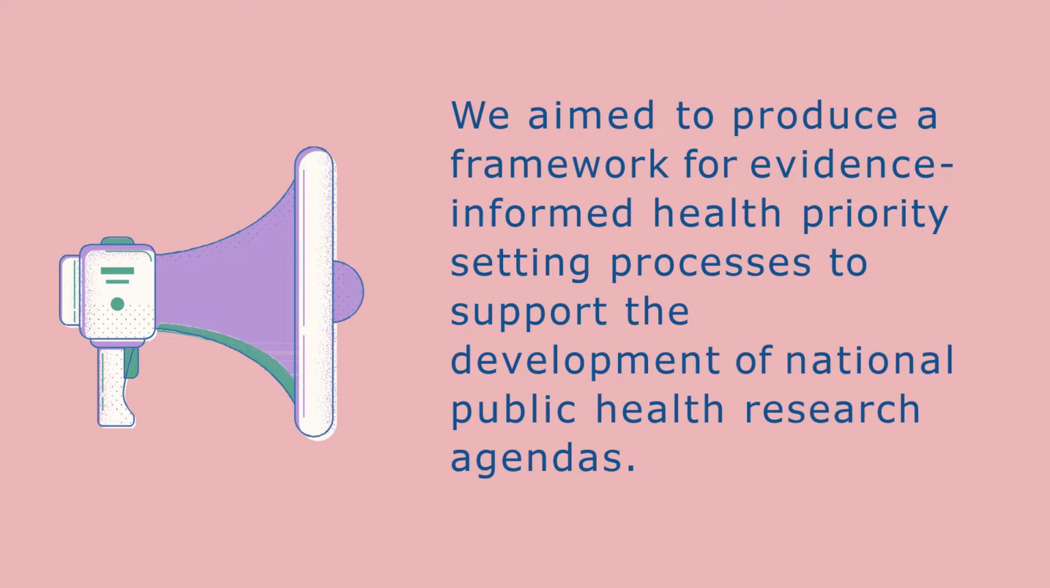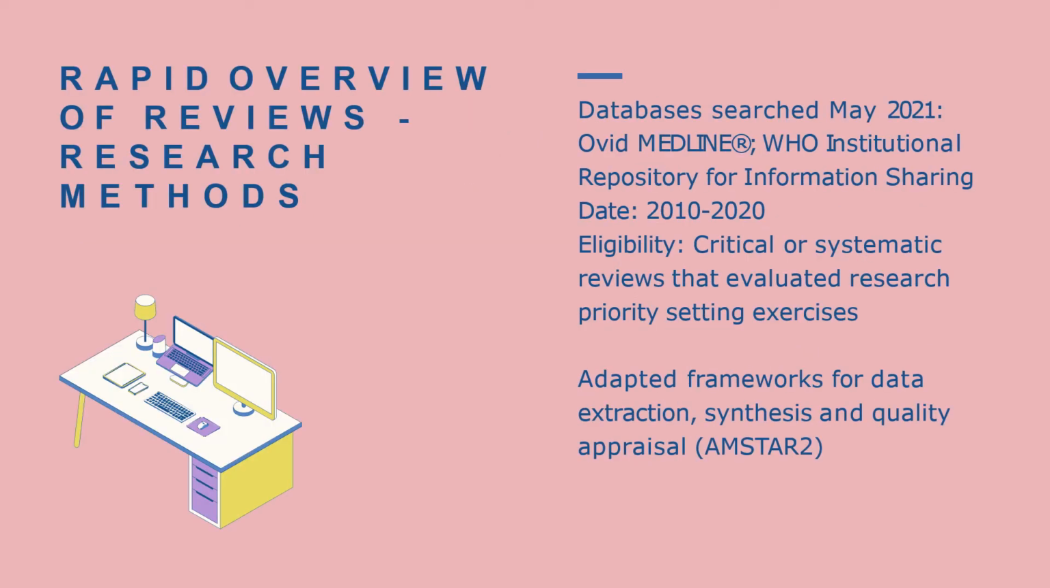So, with our overview of systematic reviews, we aim to produce a framework for evidence-informed health priority setting processes to support the development of national public health research agendas. Due to budget and time constraints, we decided to use a rapid systematic reviewing method. Therefore, we searched two databases, which included Ovid Medline and the WHO Institutional Repository for Information Sharing. Our last search was conducted in May 2021, and eligible studies were in the date range of 2010 to 2020.